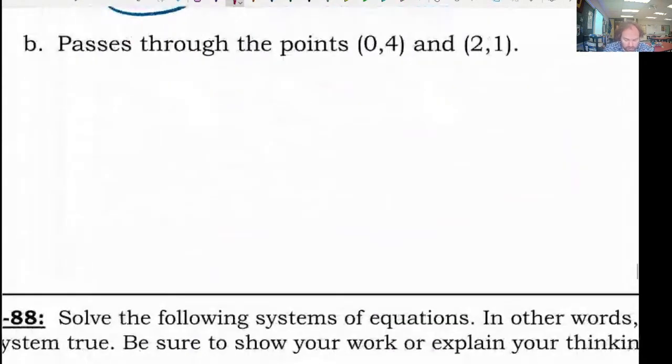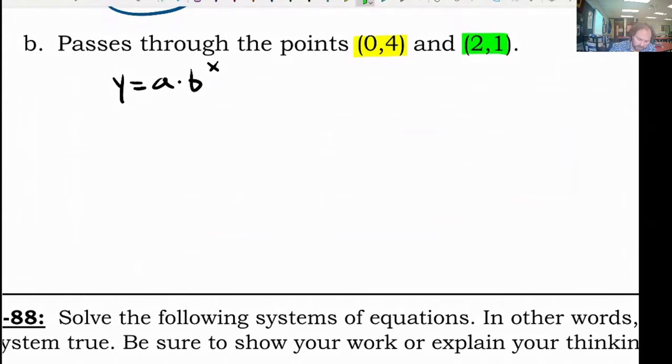So what we're doing here is we're writing an exponential equation. It's got to be in the form of A times B to the x power. And it's got to go through these 2 points, (0, 4) and (2, 1). So let's think about this for a minute from an algebraic perspective.